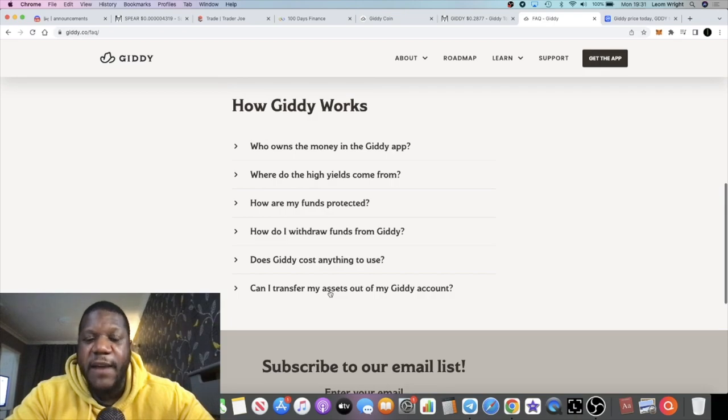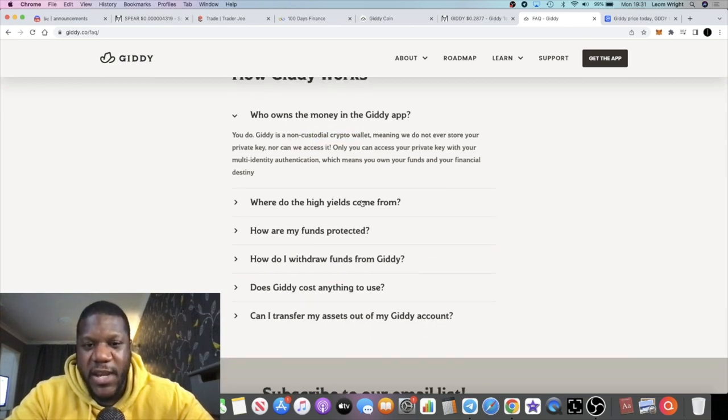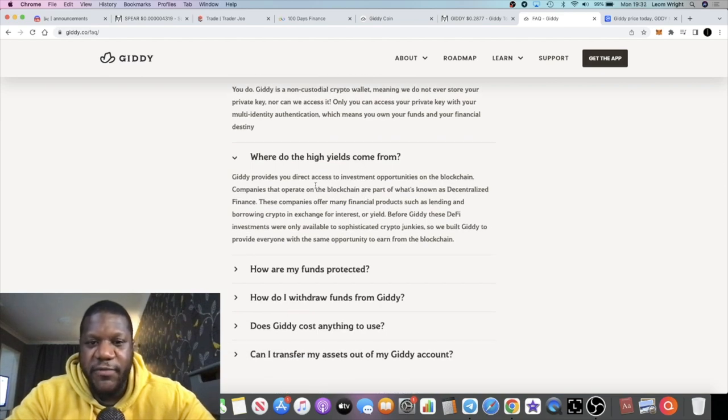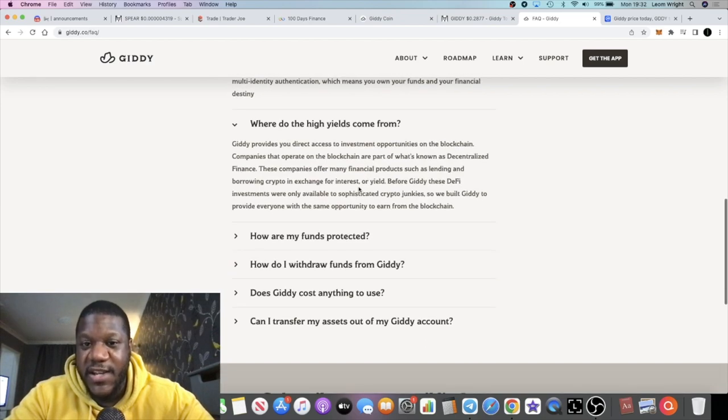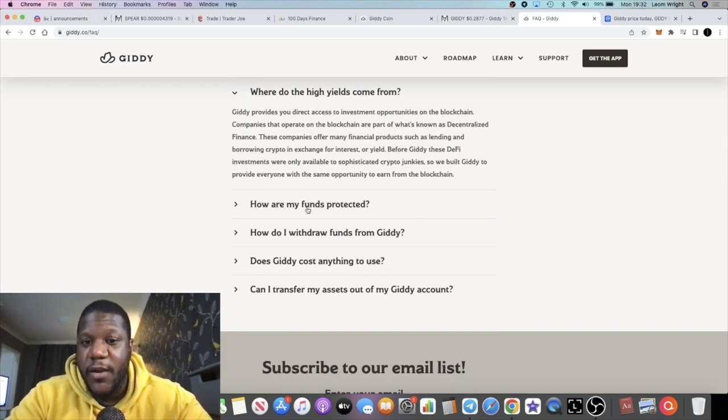So obviously these guys have utility. They have a product. Who owns the money in the Giddy app? You do. It's a non-custodial crypto wallet. We all know what that means. Where do the yields come from? Giddy provides you direct access to investment opportunities on the blockchain. Companies that operate on the blockchain are part of what's known as decentralized finance. These companies offer financial products such as lending and borrowing crypto exchanges for interest. Before Giddy, these DeFi investments were only available to sophisticated crypto junkies. We built Giddy to provide everyone with the same opportunity to earn from the blockchain.